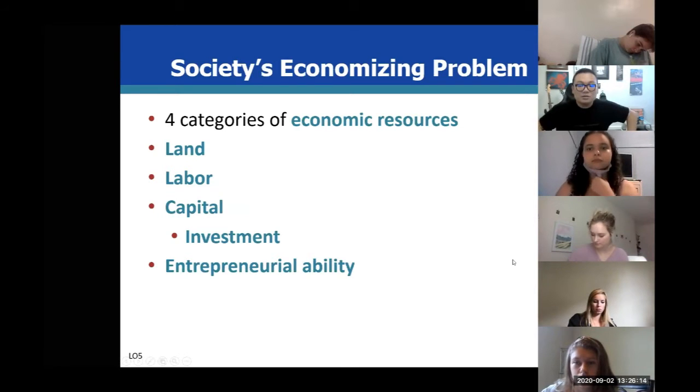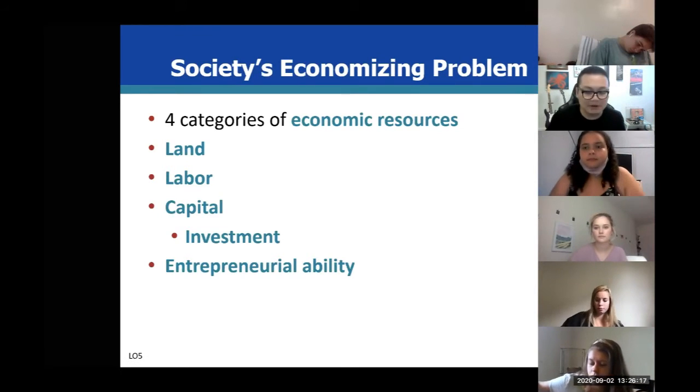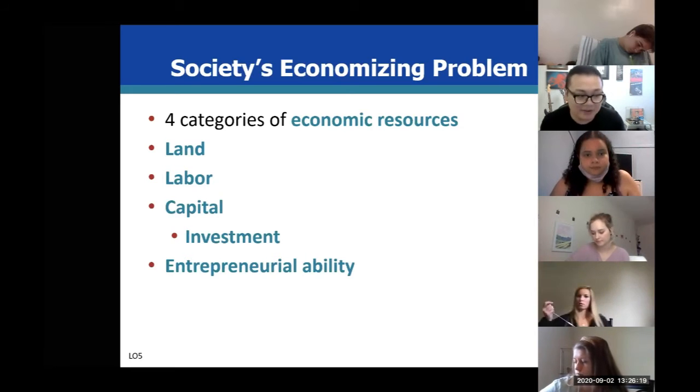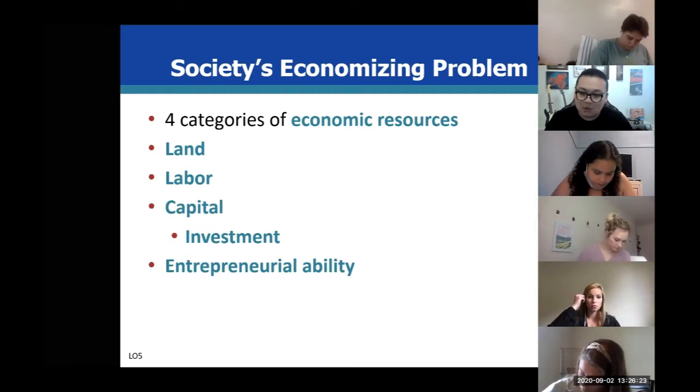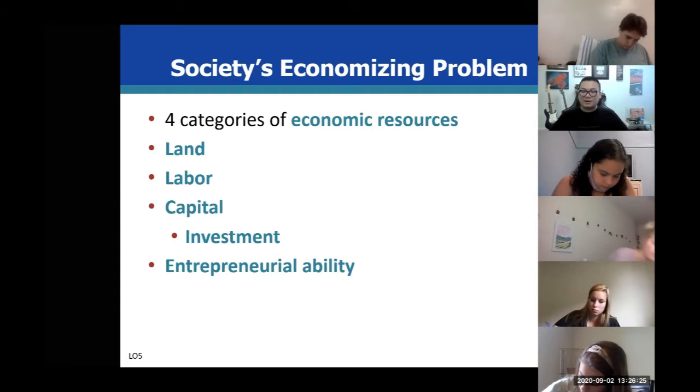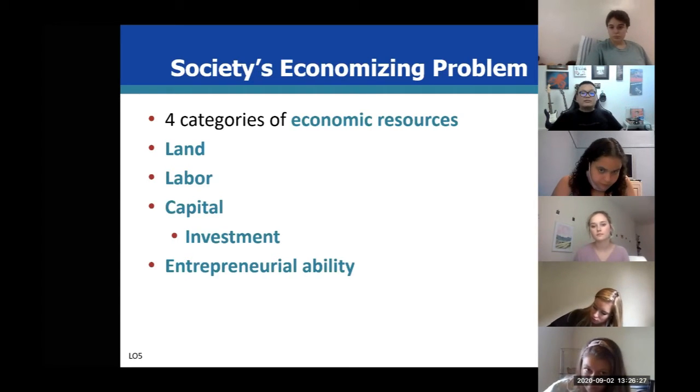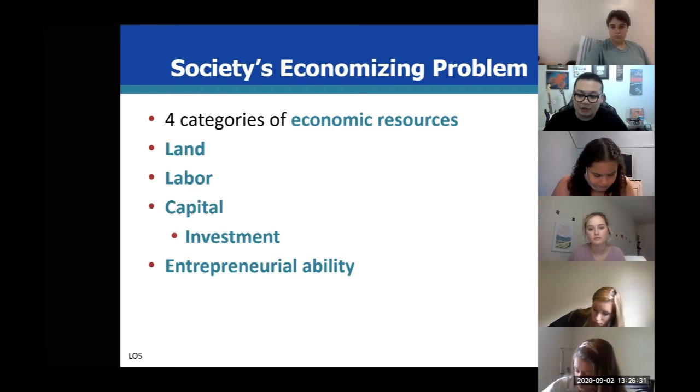And in order to solve our economic problem, because we say we only have limited resources, what type of resource are we talking about in economics? We have 4 categories of resources. The first 3 categories you should already know, okay? The land, the labor, the capital.